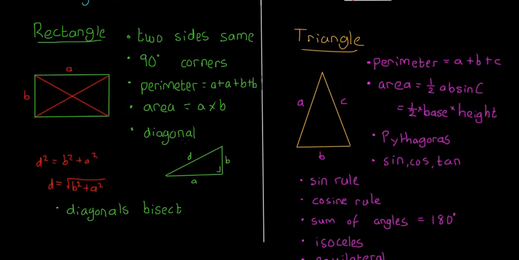The diagonal is a little bit more difficult this time. It's not the same number twice. It's still just Pythagoras though. So you have your diagonal D, B, and then A. You'd say D squared is equal to B squared plus A squared, and from that you can figure out the length of the diagonal. Alright? And again, the diagonals bisect each other on a rectangle.